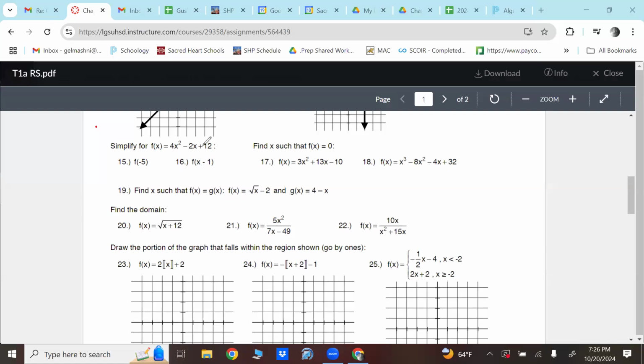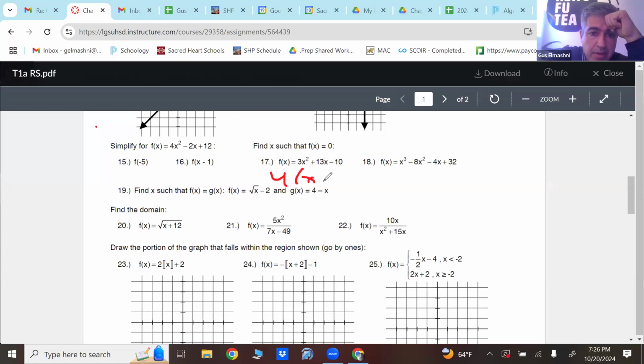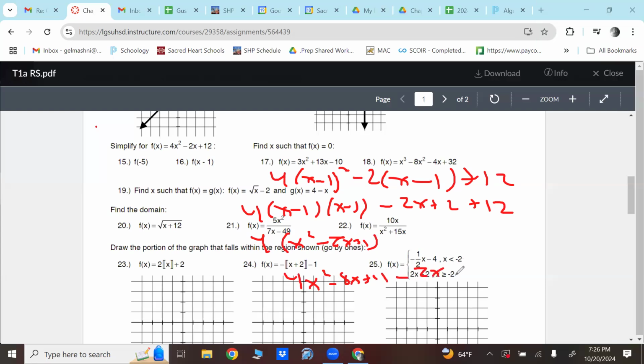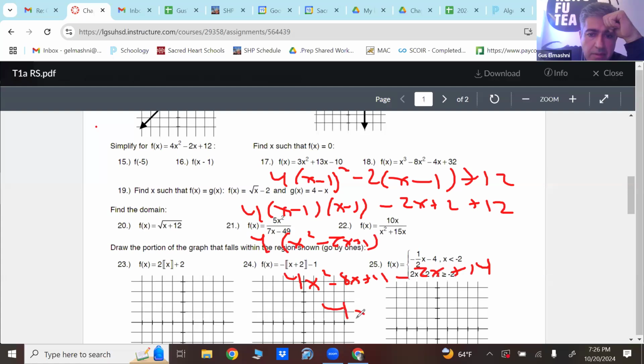Plug in x for x minus 1. Right, replace x with x minus 1. Now it does want you to simplify it, so you do have to FOIL and distribute. Be careful. Make sure you do that right. And that's 4x squared minus 2x plus 1. And then go and distribute. Yeah, so you get that.